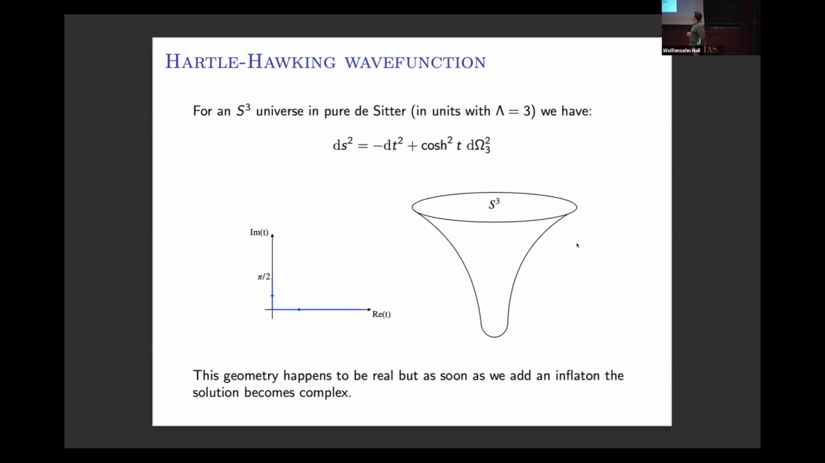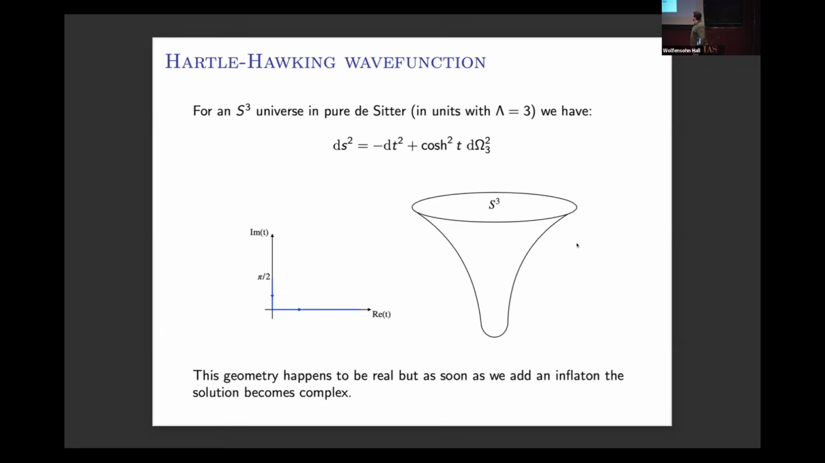For simplicity, in what I'm about to describe, I will consider a universe that is just pure de Sitter without the inflaton. And in the simplest realization, we consider a universe with an S3 spatial topology. In that case, the geometry that dominates the Hartle-Hawking path integral is the global dS4, where in the future we have an expanding three-sphere. To make the geometry smooth, in the past we go along the real-time axis, and then we turn to the imaginary axis and cap it off in the south pole of the Euclidean half-sphere.